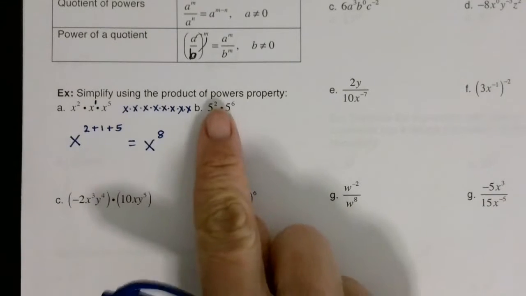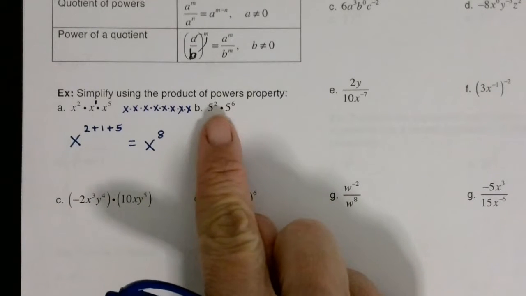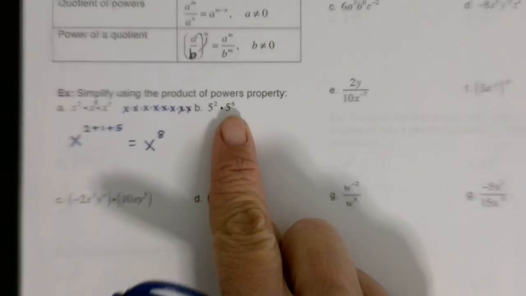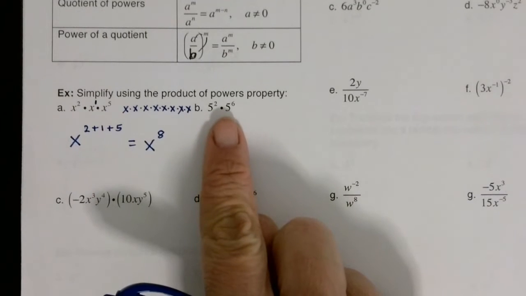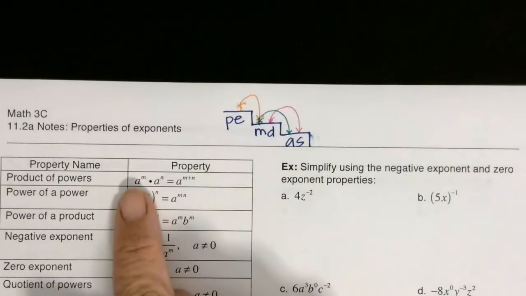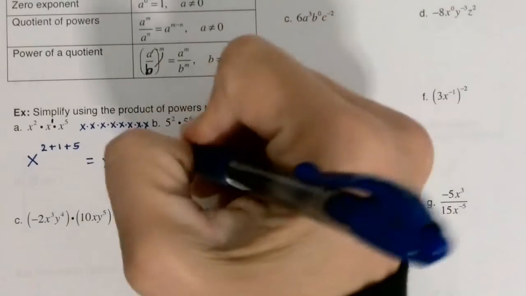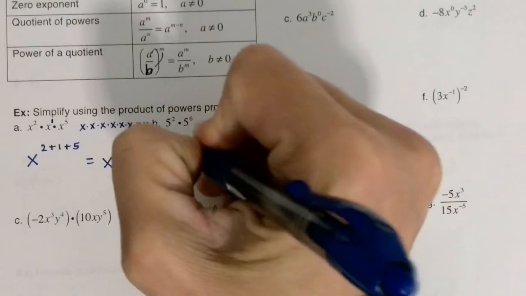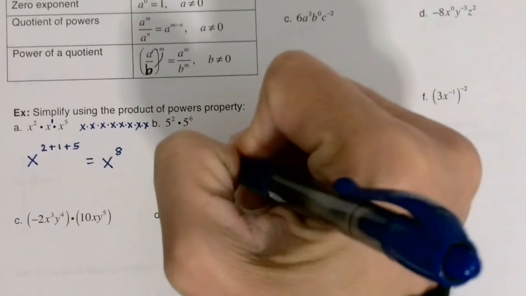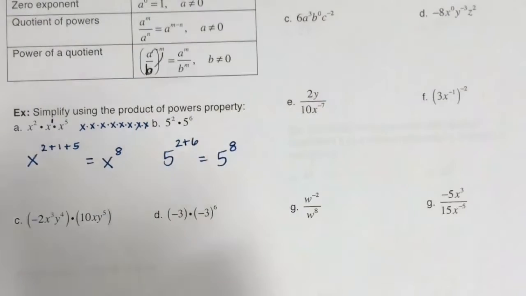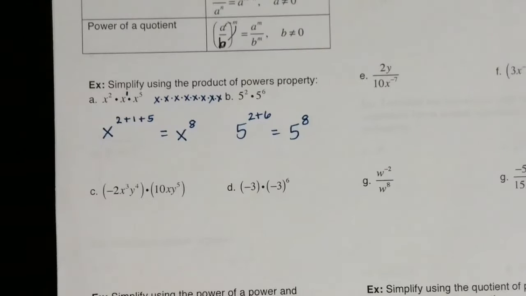Now, here's the tricky part. Most kids are good here, but they get to this one and they want to do 5 times 5 because you're so used to doing 5 times 5. But that's not what the rule says. The rule says if you have the same base, keep the base. It doesn't say multiply the bases together. All it says is add the exponents. So you keep the base and you add the exponents. So this is 5 to the 8th power. Okay? So leave the base alone.